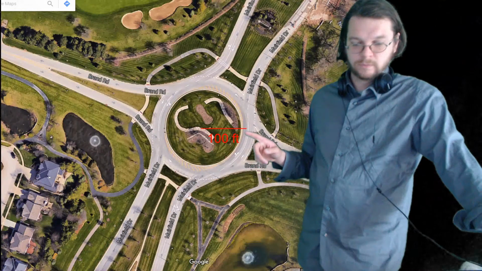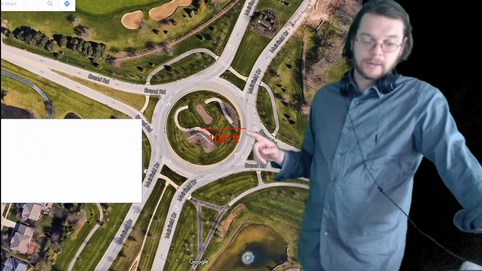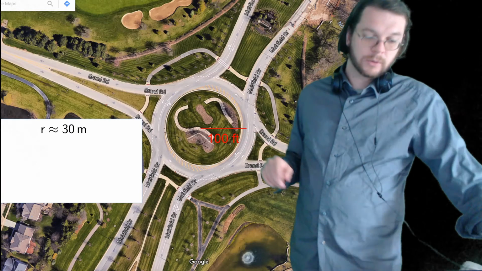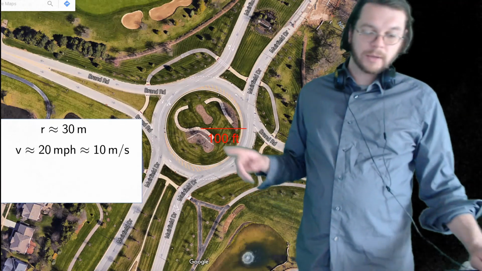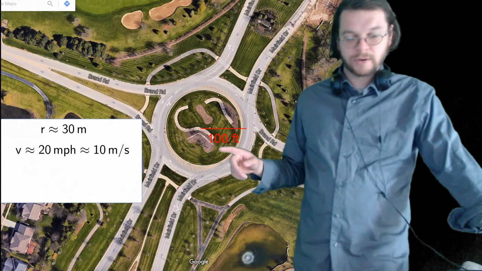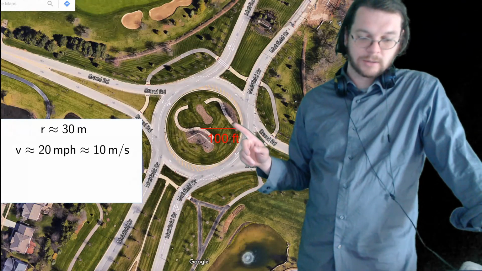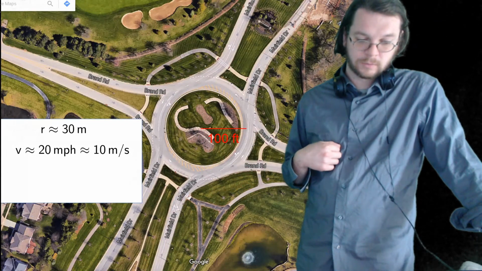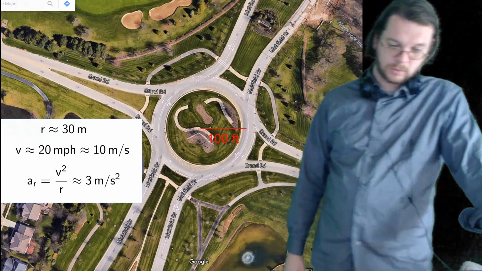This is many times bigger than that. And so we can calculate what the acceleration would be. The radius here might be 30. The velocity you might be going through this could be 20 miles an hour, which, by the way, is way fast. It's twice as fast going through this intersection as that little mini circle was, is what I'm assuming. And then you can calculate the acceleration as v squared over r.